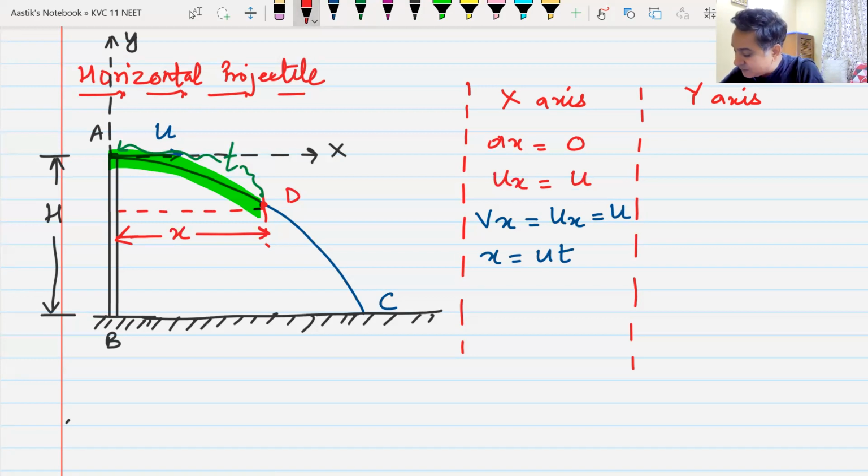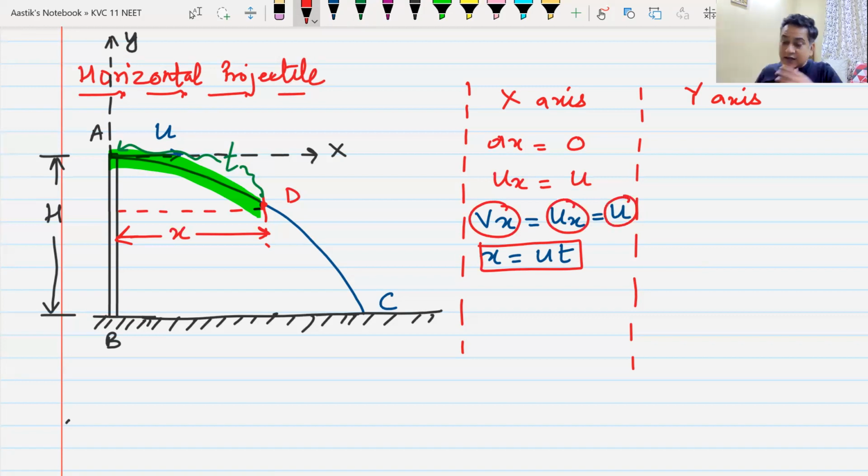Do we understand this? So these are the two equations that you must remember for horizontal projectile: the final velocity along x is the same as the initial velocity, u, and the distance along x-axis is simply u into t. Do we understand this?